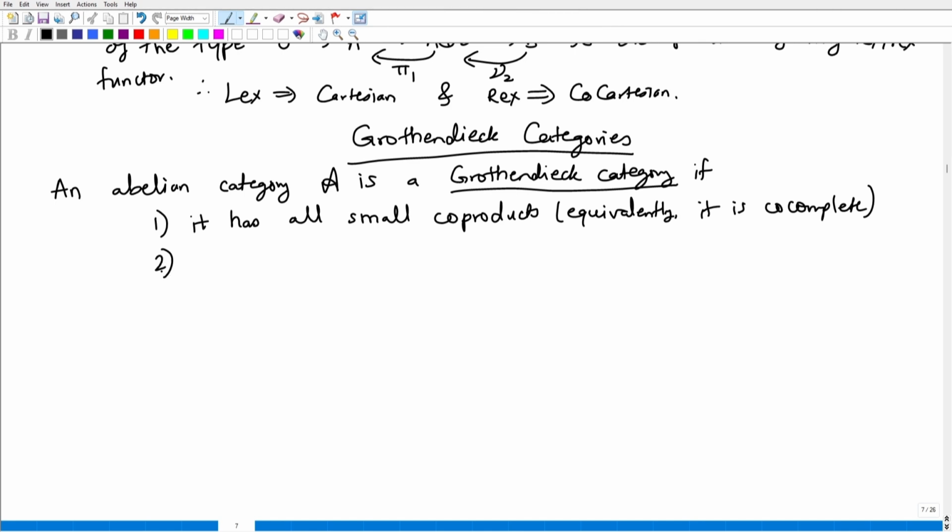Okay, second property. Now, this has to do with one lecture in the middle where we talked about the commutation of limits and co-limits. What was the special property of the category of sets? Filtered, okay. Filtered what? Filtered co-limits.